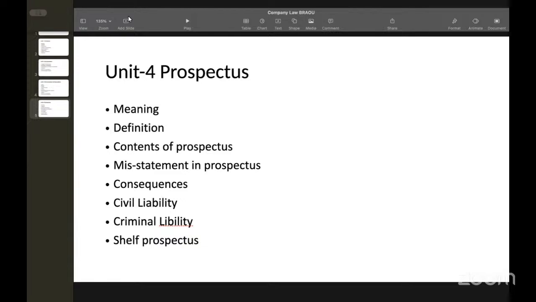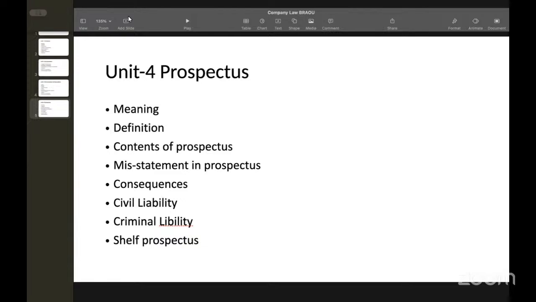Protective mechanisms for investors. Disclosure of risk allows investors to assess their potential exposure. Legal liabilities deter companies from misrepresentation and ensure accountability.